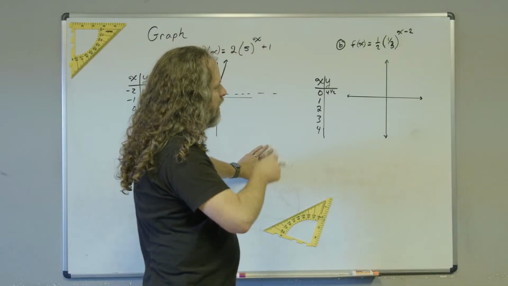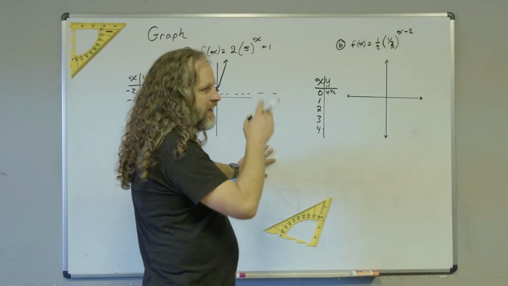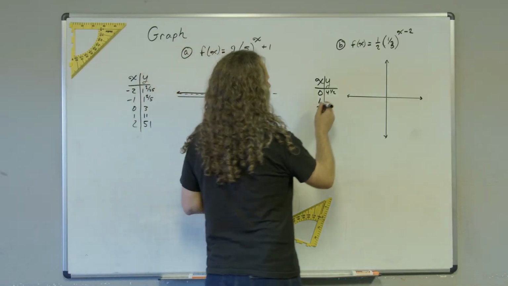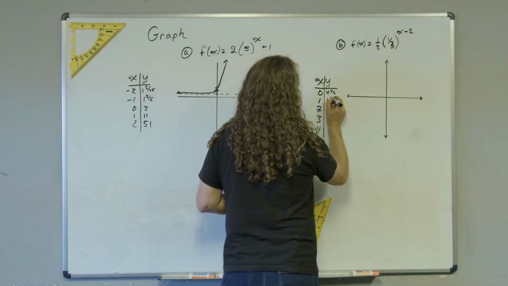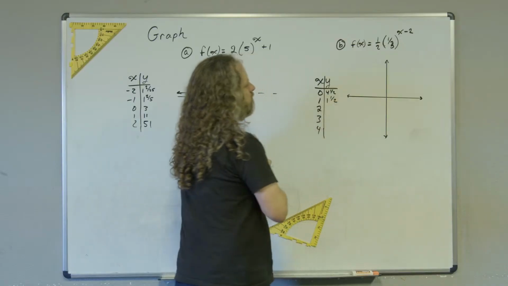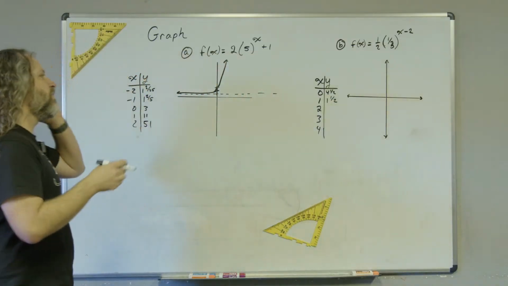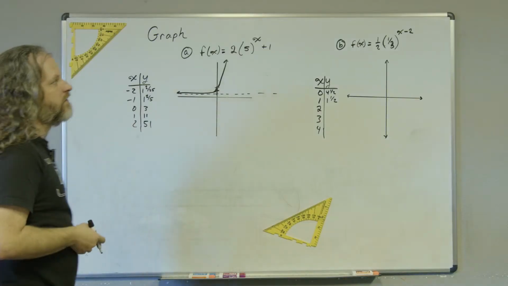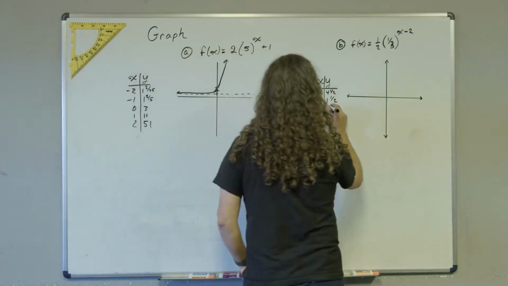We put a 1 in there. 1/3 to the negative 1 is just 3, so 1/2 times 3 is 1 and 1/2. Put a 2 in there. That's a 0, so 1/3 to the 0 is 1. So 1/2.